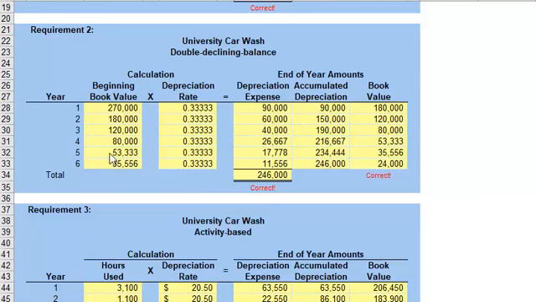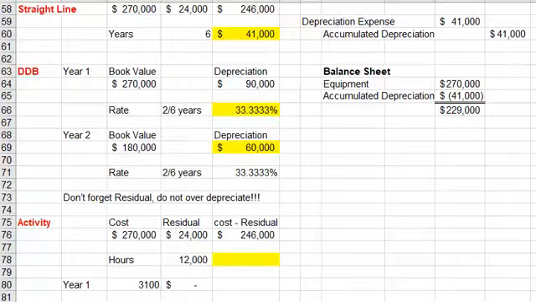Another important thing to note is that as you get near the end of the life, you need to be sure that you do not go past your residual value. This amount of $24,000 you have to keep in the back of your mind, because if you continue doing this chart, it will go past that $24,000. So please be sure to take a look at that as you work these problems.